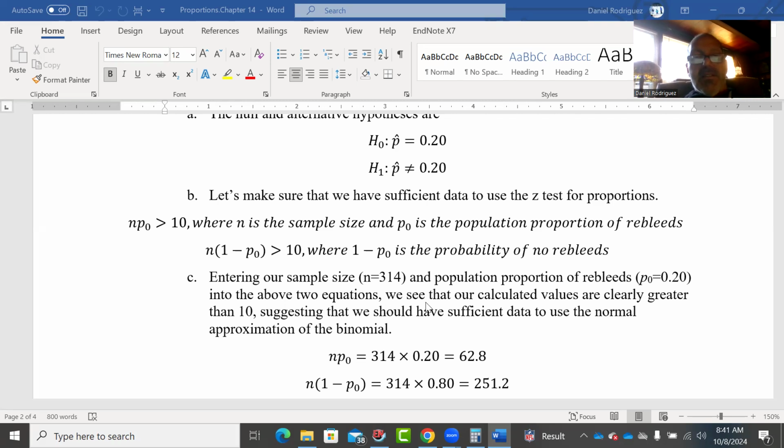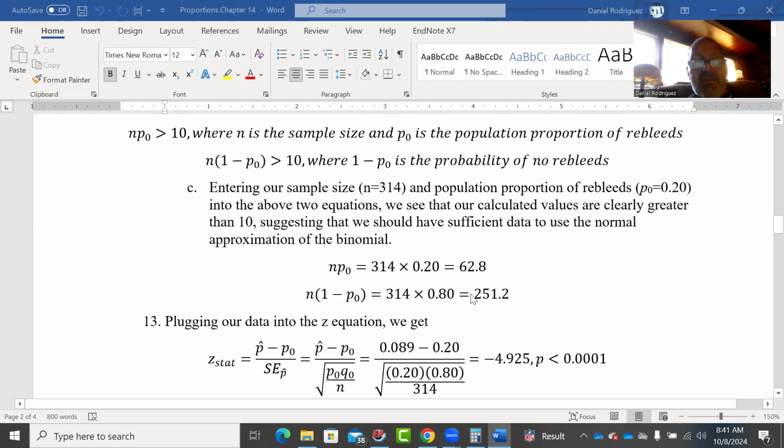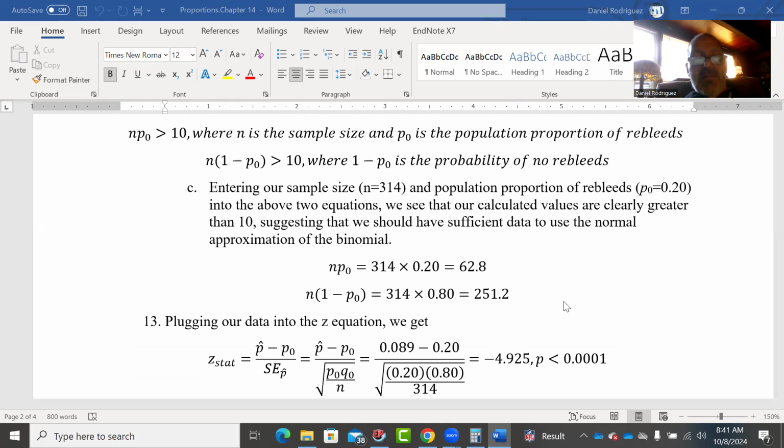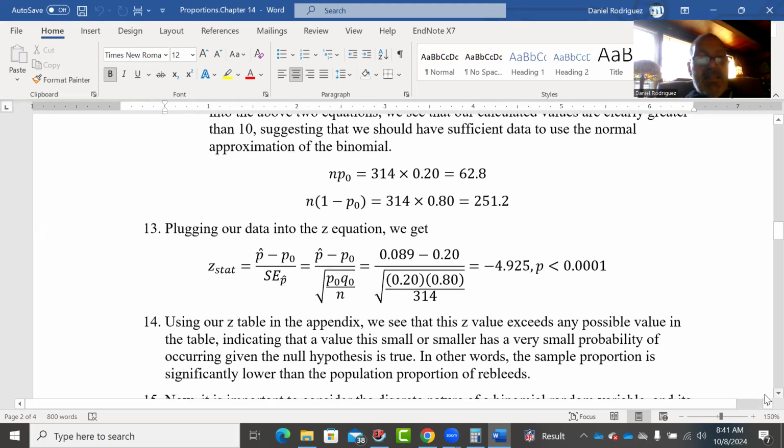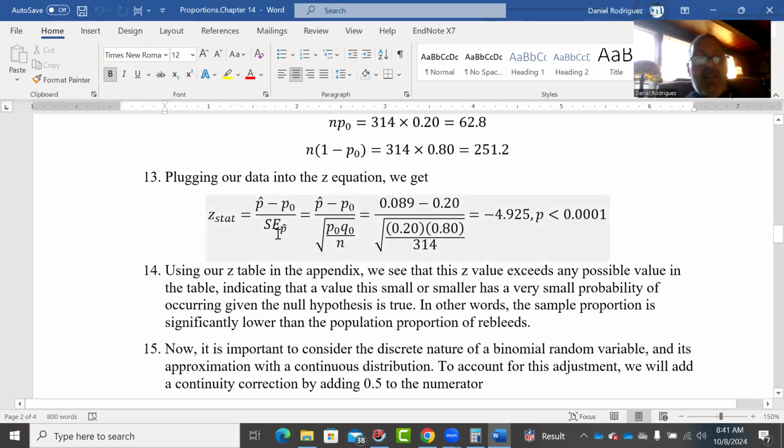So we enter our sample size, N is 314, and our population proportion. What do we get? We get 62.8 and then 251.2. So obviously we meet the criteria, and we're good. Let's plug our data into the Z equation. This is our standard error in the denominator. And we get minus 4.925.